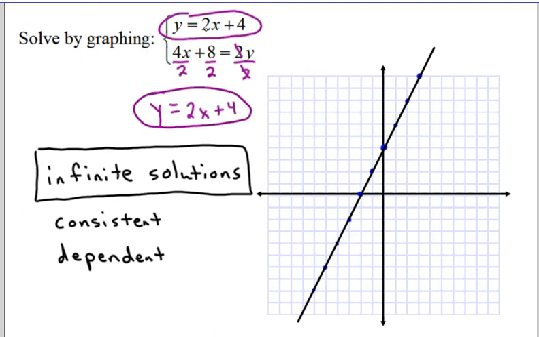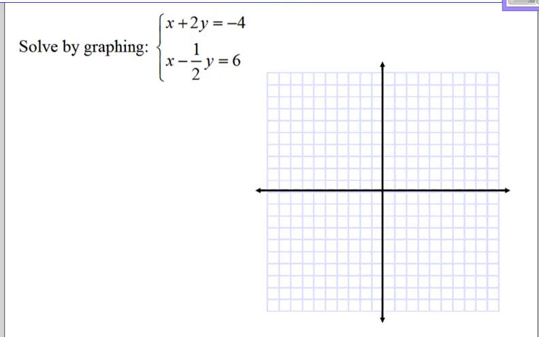These two equations, the graphs were coincident. They coincided. They're the same graph. Okay? All right, let's try another one. And you guys, this might be a great time for you to pause the video, try to do this one on your own, then turn it back on and see if you did it right.